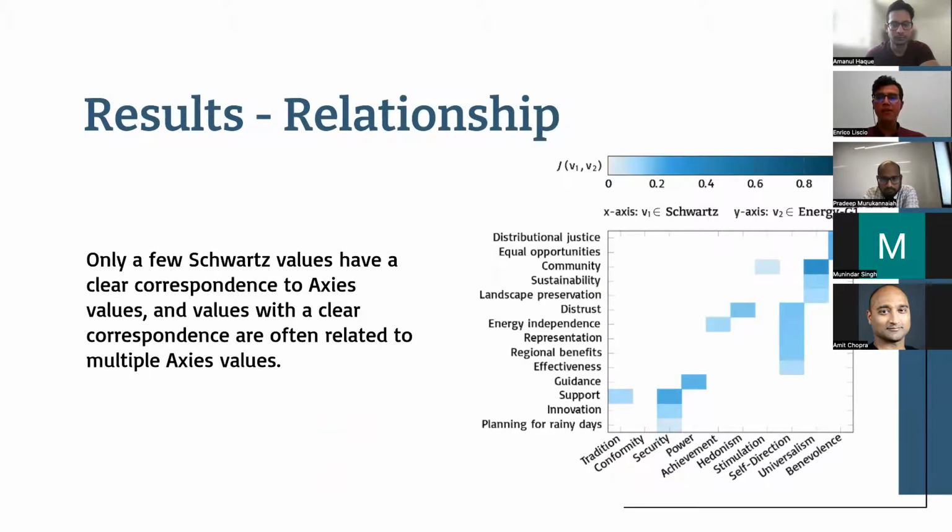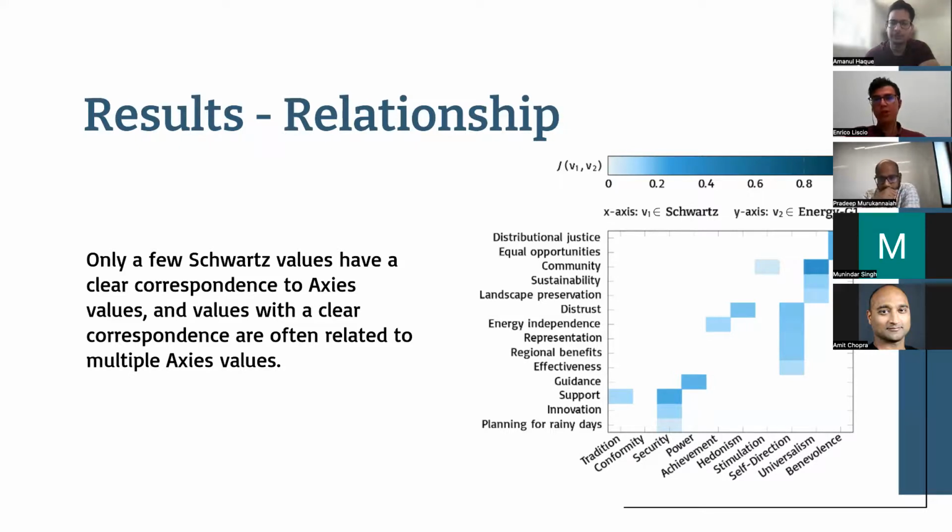Finally, we investigated the relationship. So how are these two different sets of values related? And what we found is quite interesting. On the x-axis, you see basic values, Schwartz values. On the y-axis, you see context-specific values generated for green energy transition. And we saw that not all Schwartz basic values have a clear correspondence, have a clear relevancy.